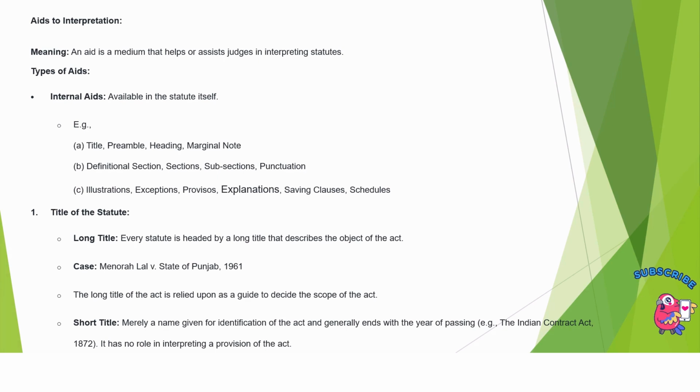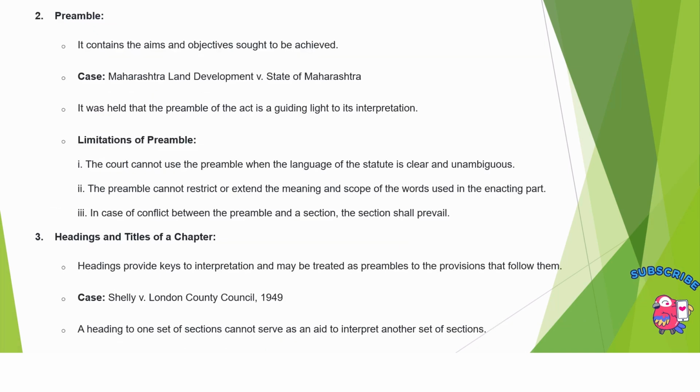Title of the statute. Long title. Every statute is headed by a long title that describes the object of the act. The long title of the act is relied upon as a guide to decide the scope of the act. Short title is merely a name given for identification of the act and generally ends with the year of passing. Example: the Indian Contract Act 1872. It has no role in interpreting a provision of the act. Preamble. It contains the aim and objective to be achieved.